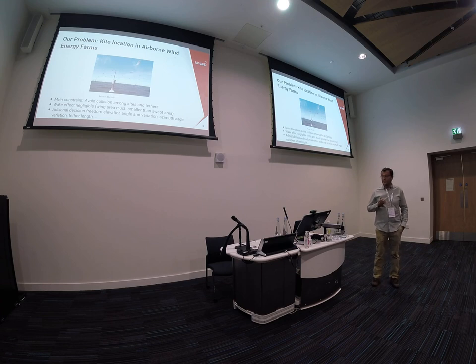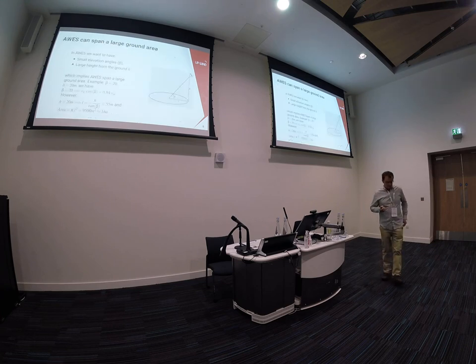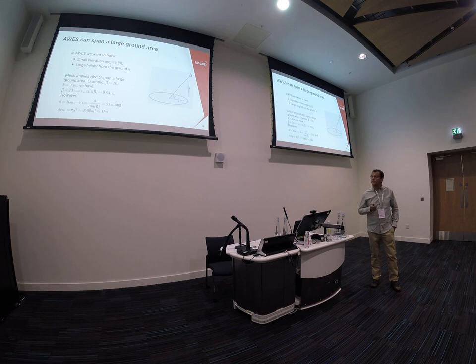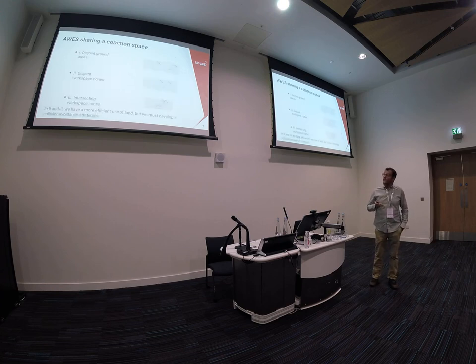But we have additional decision freedom. We have more decision variables, elevation angle variation, tether length, etc. In airborne wind energy systems, we intend to have small elevation angles, which allow a better harnessing of the wind, and we also intend to have large altitudes where wind is stronger and more consistent. But these conditions imply that each unit can span a large ground area. For example, for an elevation angle of 20 degrees and a height of 20 meters, each unit can span approximately 1 hectare of ground area. So, an important question is how units can share common space.